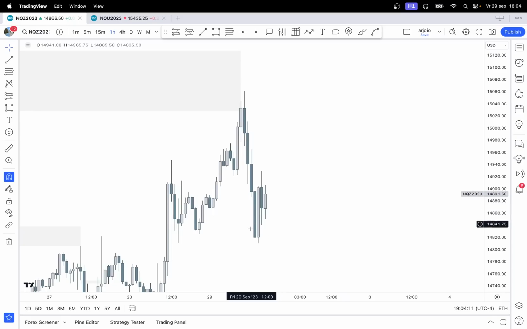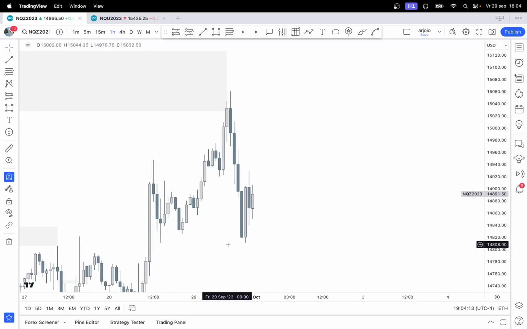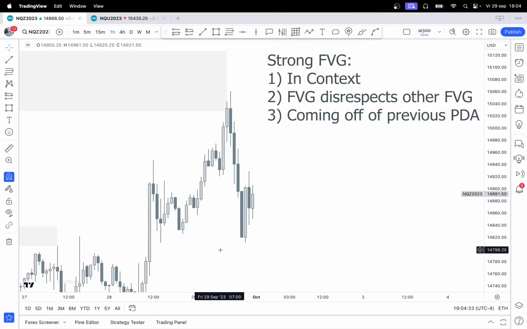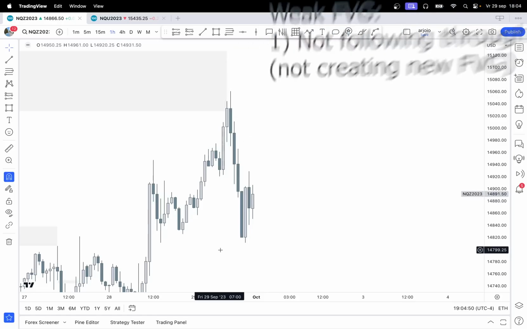So to sum it up, strong fair value gaps are what? A strong fair value gap, first rule, is in context of the time frames above it. Second rule is a fair value gap that disrespects another fair value gap. So a bullish fair value gap either disrespects a bearish fair value gap, or a bearish fair value gap disrespects a bullish fair value gap. The third rule is a fair value gap that's coming off of a previous PD array. Those are the rules for your strong fair value gaps.